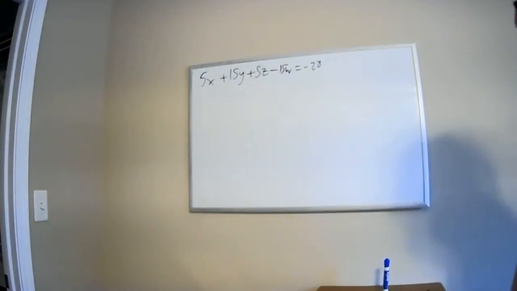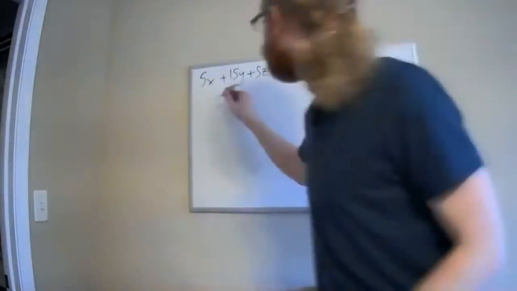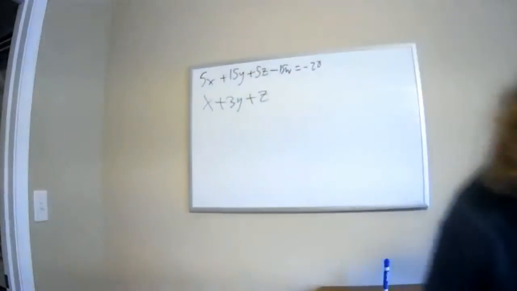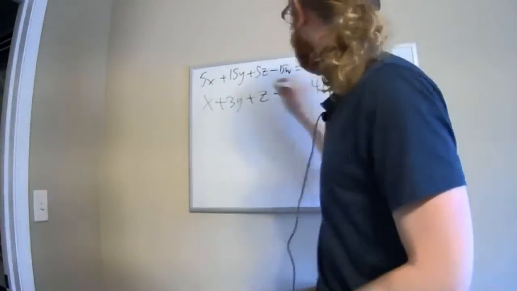So where was I? I was writing this system of equations on the board. Now we have x plus 3y plus z minus 3w equals 4. Okay.